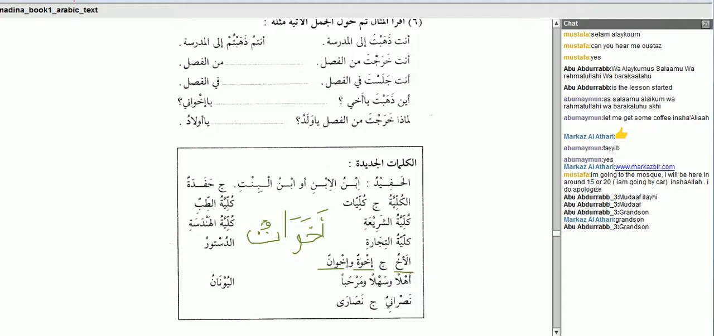As for akhawatun, it is the plural of ukhtun, which we studied in الدرس الثالث عشر. أخت جيد. And then we'll close this class right now over here.